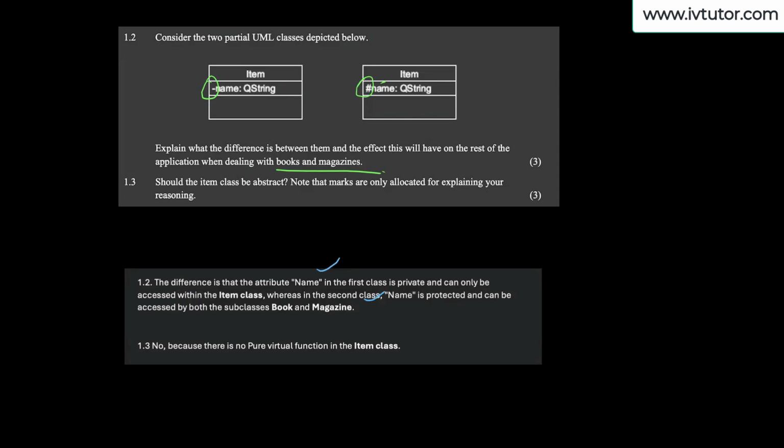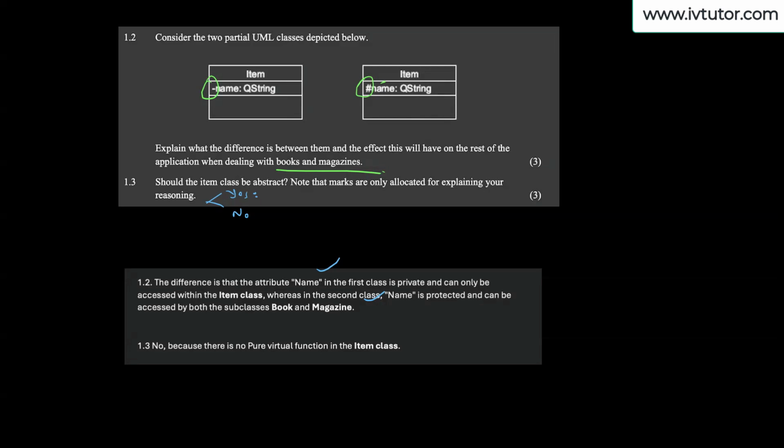Should the item class be abstract? Note that marks are only allocated for explaining your reasoning. For me, this question has no right answer. It can be yes, it can be no. It depends on your justification of whether it can be abstract or not, which is why earlier I said it's subjective. So you can say yes, it can be abstract because an item cannot exist unless its type is known, right? That's the only reason it would be abstract. It means we cannot just have an instance of an item and we don't know what type it is, right?